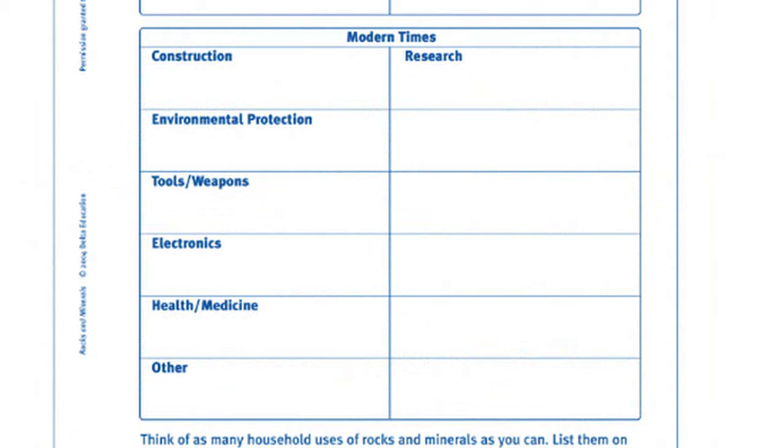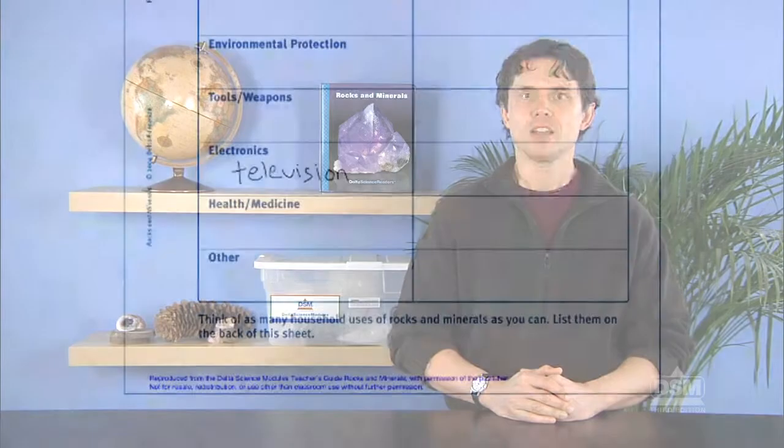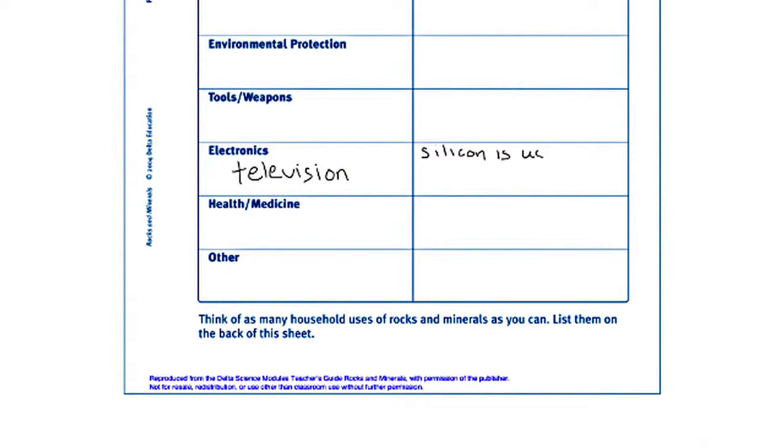Next, have students choose one of the applications listed on the activity sheet: construction, environmental, tools and weapons, electronics, health and medicine, or some other application, and research it further to learn more about the types of rocks and minerals our ancestors used for such objects and how the objects were made. Students should record their research findings in the right-hand column of Activity Sheet 11.